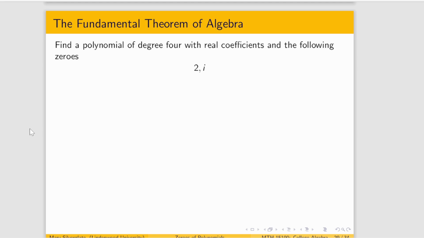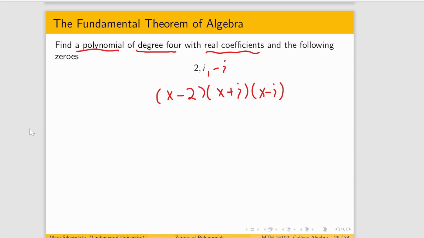What are some other example problems that you could have to do with this? So let's just wrap this together. Find a polynomial of degree 4 with real coefficients and the following zeros, 2 and i. What else would have to be a zero? Well, you know negative i is also a zero.